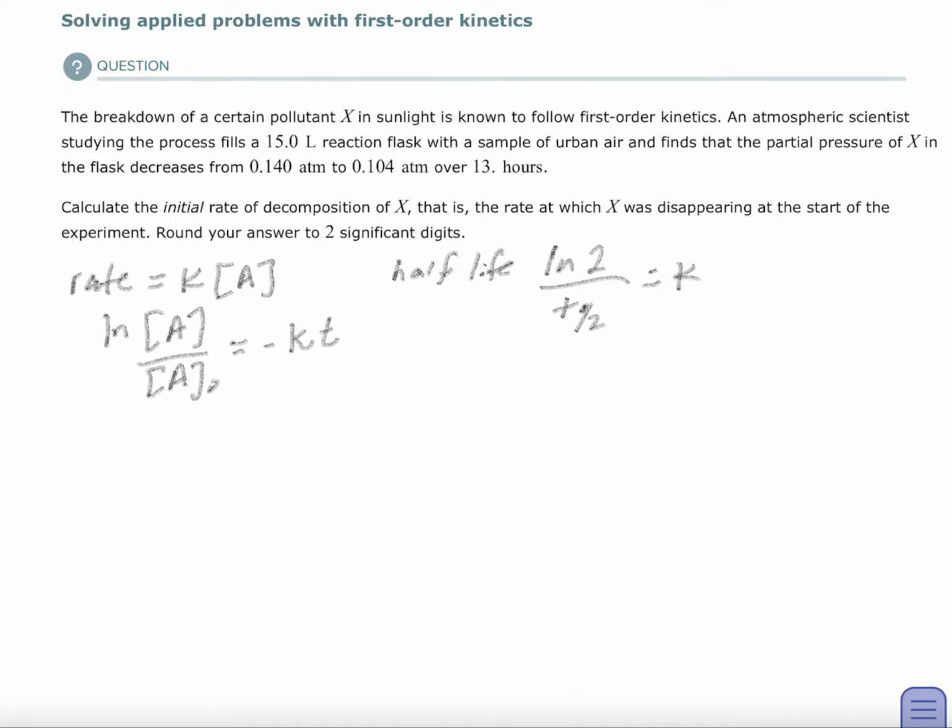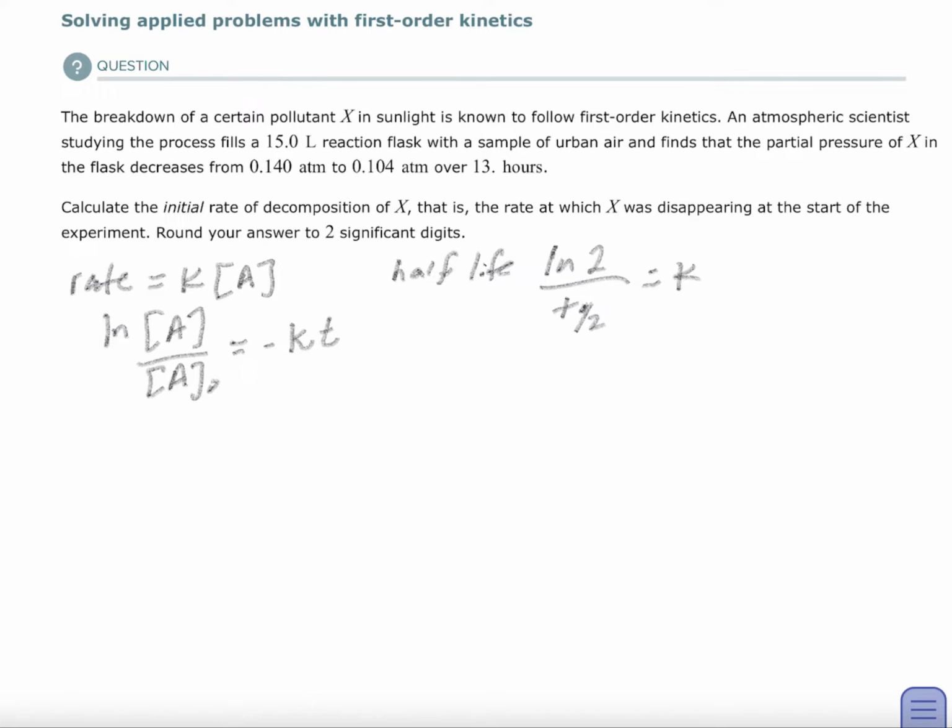Here, I've got two different concentrations. I've got a flask that has 0.14 atmospheres in it, and then 13 hours later it has 0.104 atmospheres in it. So some of it's disappearing, going away, and I want to know the rate of that. So I need to know the initial rate of decomposition. So I'm going to need just my rate law. I need the rate, which is what I'm finding. I need the K, which they didn't give me. And then I need the concentration.